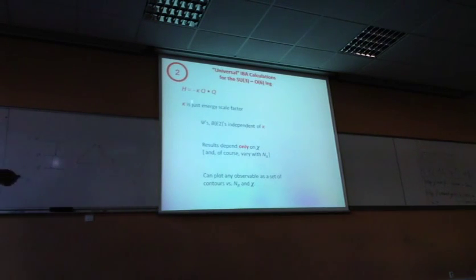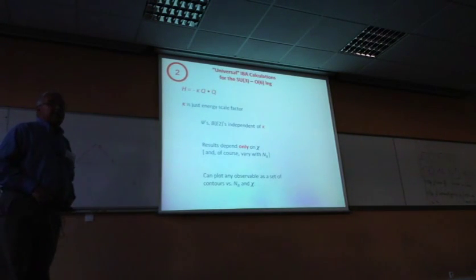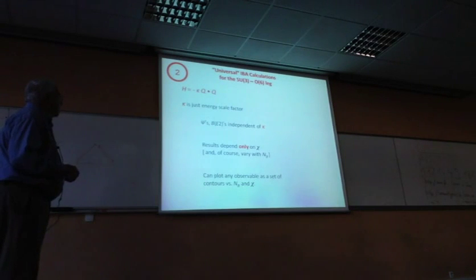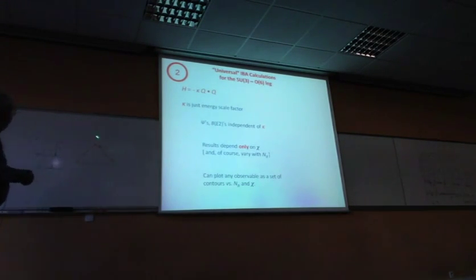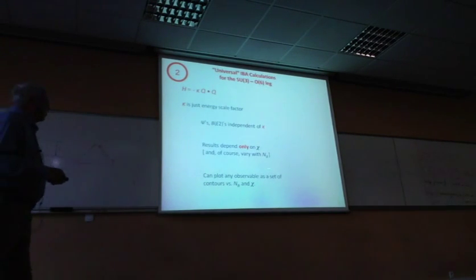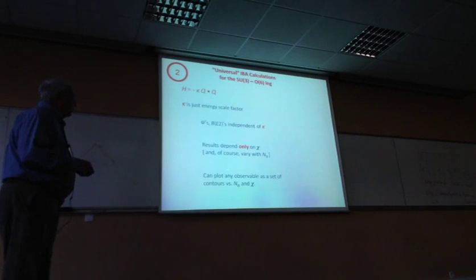Okay, so here's the Hamiltonian. It doesn't get too much simpler than that. Kappa is just a scale factor, so all we have is chi, and chi runs up and down along this angle of the triangle, and so we can plot any observable as a set of contour plots against boson number and chi.